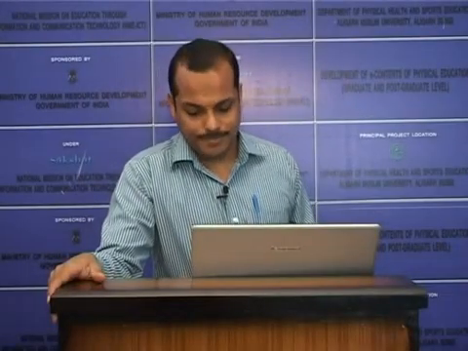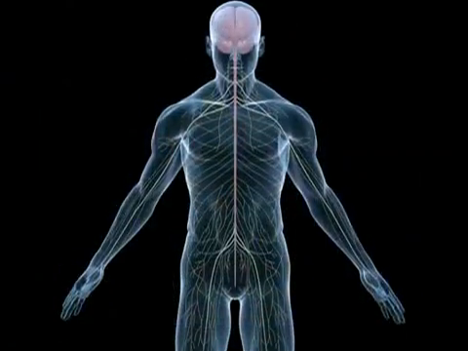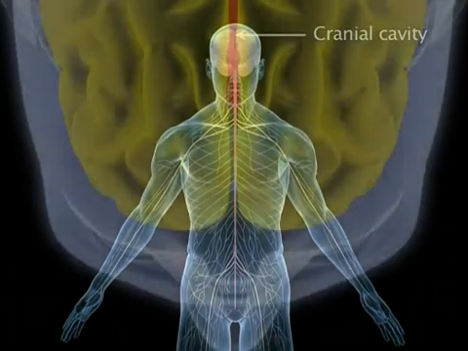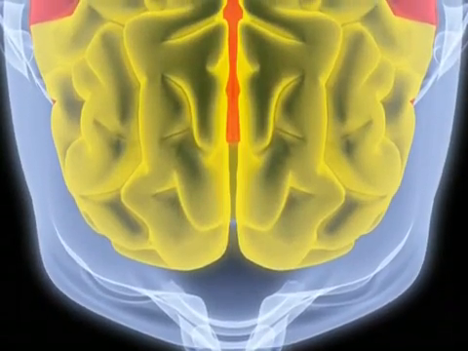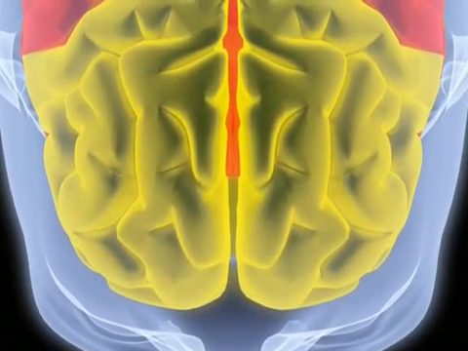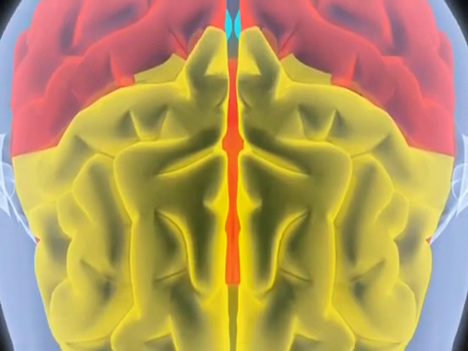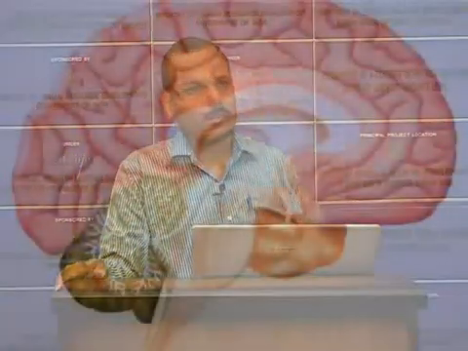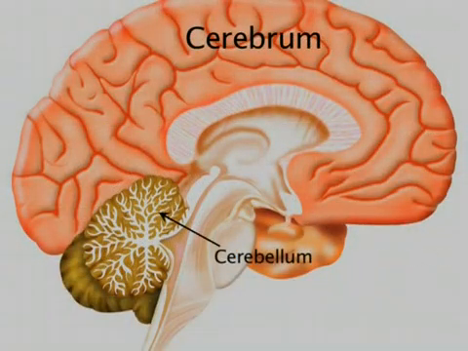This session will be discussing the anatomy of the brain. Everybody will be knowing the brain. It's situated in the cranial cavity. The brain has two cerebral hemispheres, two cerebellar hemispheres, and a brainstem. So the brain has three parts: cerebrum, cerebellum, and the brainstem.